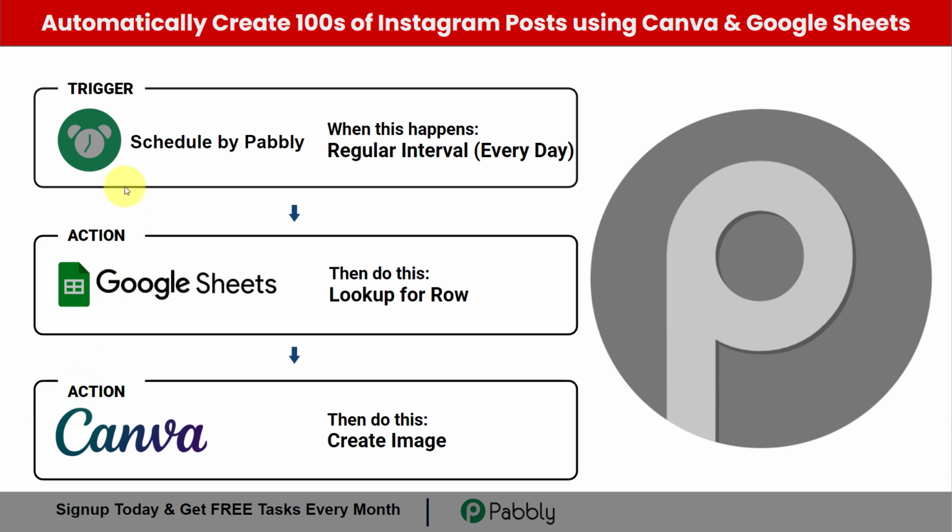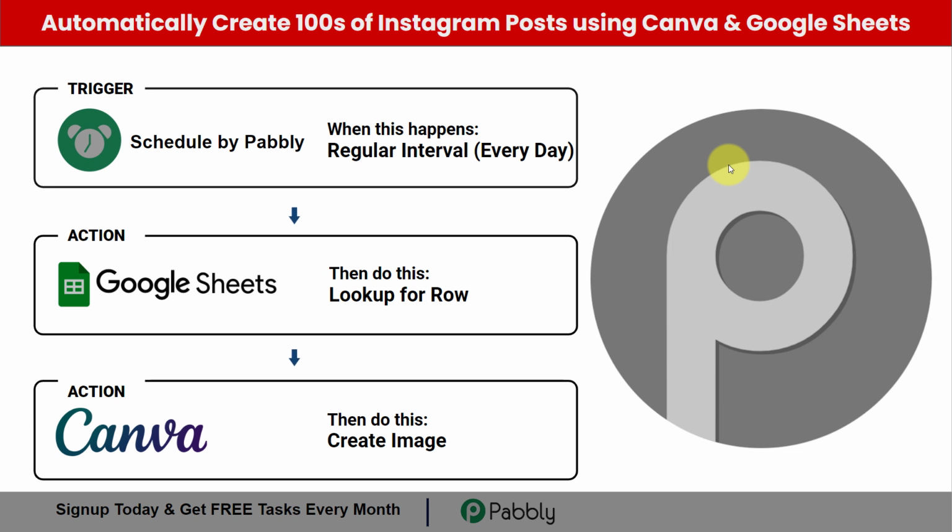So in this video, we are going to understand how to automatically create hundreds of Instagram posts using Canva and Google Sheets. So I run an Instagram account where I post inspirational quotes daily on a specific time. Creating and posting that post daily on a specific time is a very hectic task. So to make my task easy, I have planned to build an automation over here.